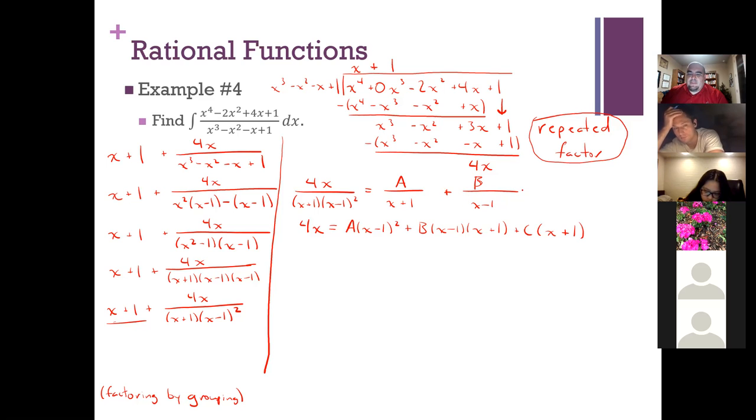Because we might be missing something. If we go at it like this, maybe we find that B is equal to zero. And if we find that B is equal to zero, then that means we could have gotten away with just the A term and the C term. But that's a little bit of a gamble. That would only work out if that middle term was not there.